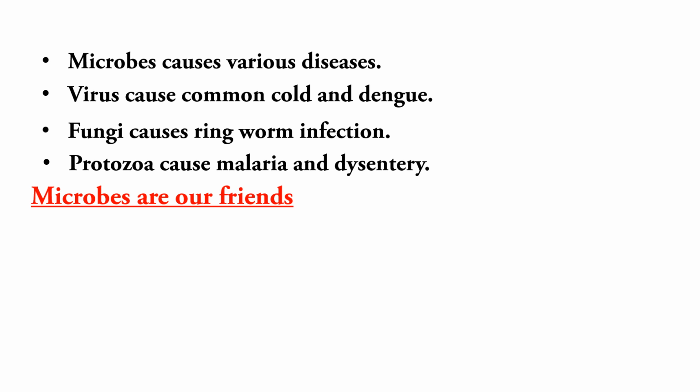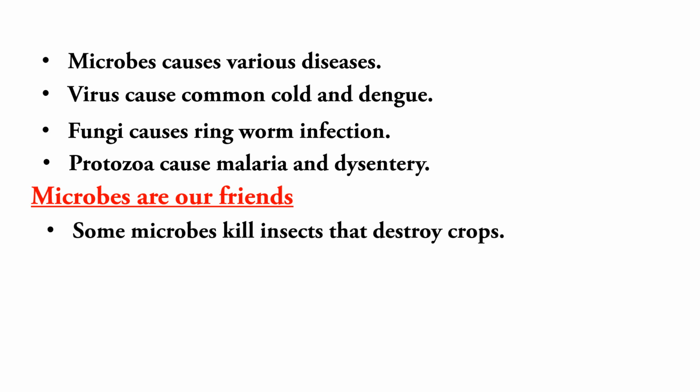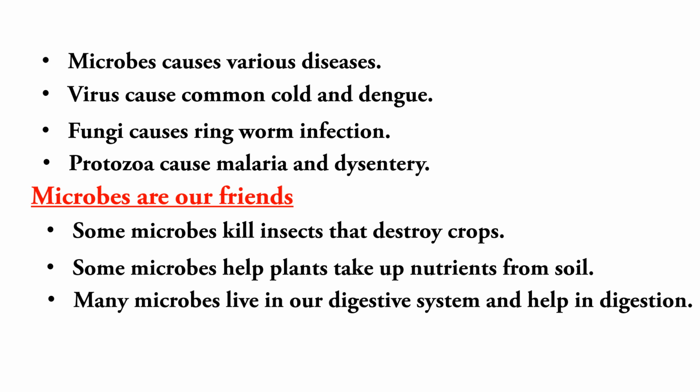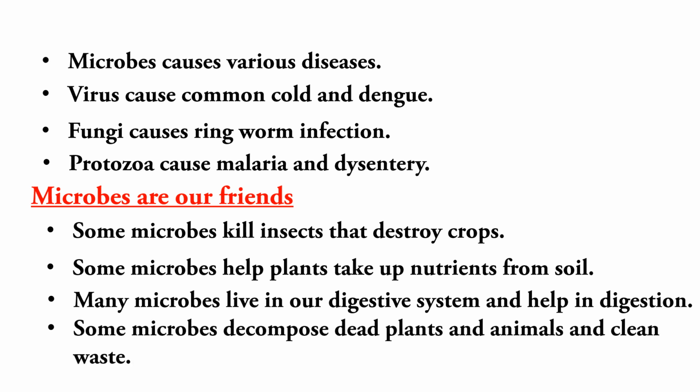Some microbes are our friends. That means they help us in various ways. Some microbes kill insects that destroy crops. They are called friends of farmers. Some microbes help plants to take up nutrients from soil. Many microbes live in our digestive system and help in digestion. So inside our body there are many microbes living. They help us in various ways. Some microbes decompose dead plants and animals and clean waste.